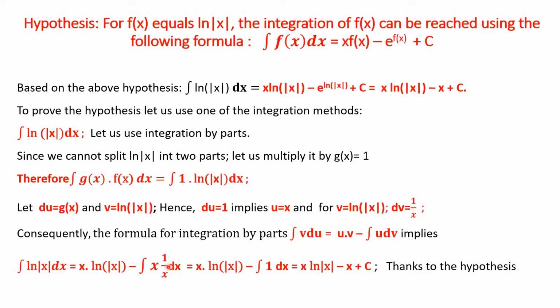So we can see that we can cancel the x's, and if we do so, then we will have integration of 1 dx. So the end result will be equal to x ln absolute value of x minus x plus constant, which is consistent with our hypothesis.